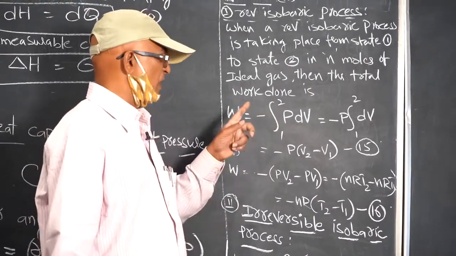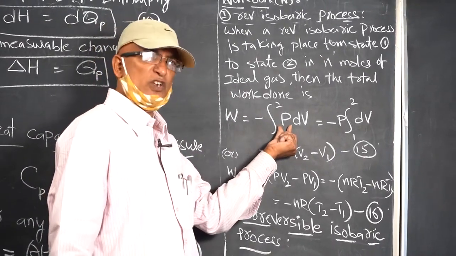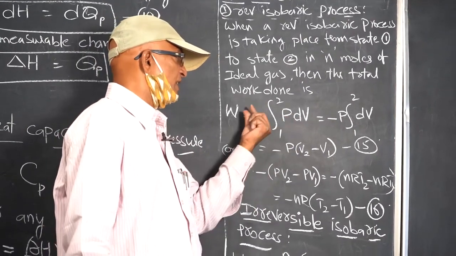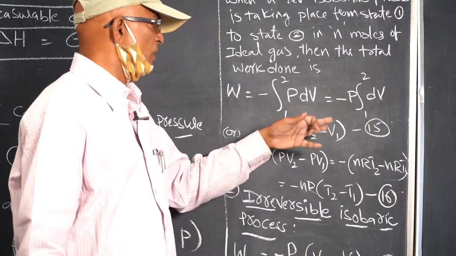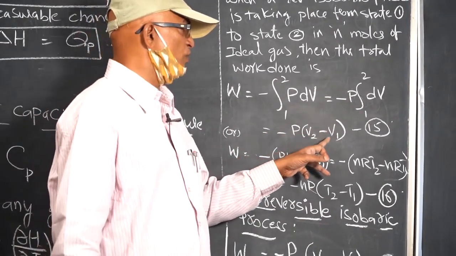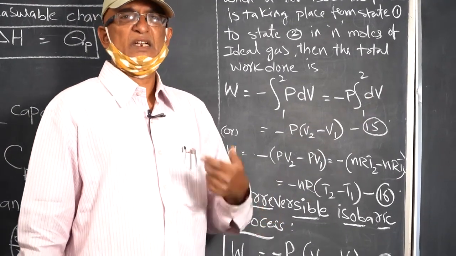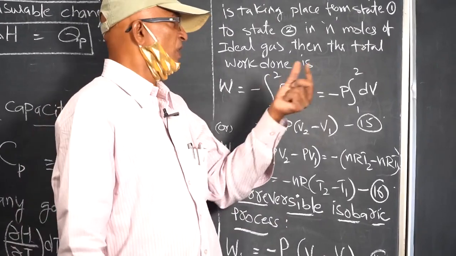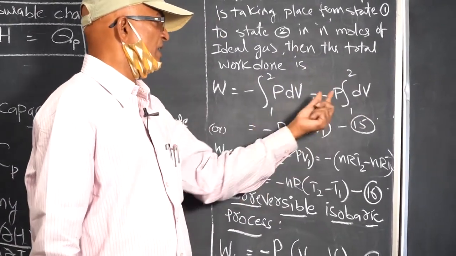For any reversible process, the work done is given by this formula. Now in this process, pressure is constant. Therefore, taking pressure outside the integral, integral 1 to 2 dV, which is equal to how much? Minus P into V2 minus V1, because volume is a thermodynamic property, and every thermodynamic property is a state function. Therefore, dV is integrable from state 1 to state 2 and its value is how much?